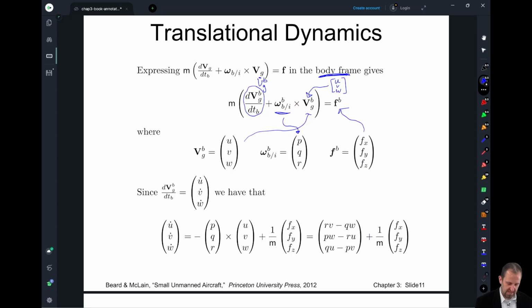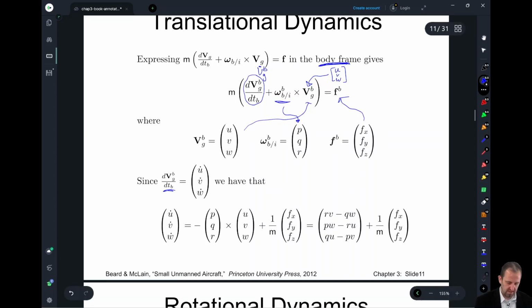So if we look at that, it's just going to be the time derivative of U, V, and W, which is fantastic because we already have those in the body frame. That's already our V sub G in the body frame. This guy right here is what we're trying to solve for. We want to know what our time derivatives are of U, V, and W, so we can then solve for these guys.